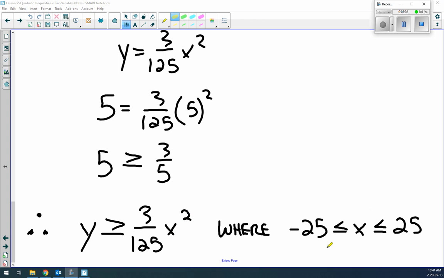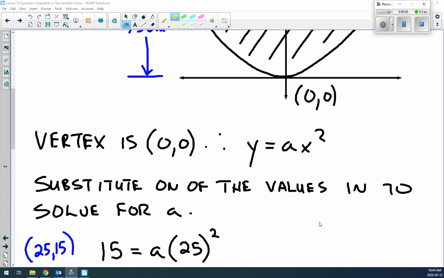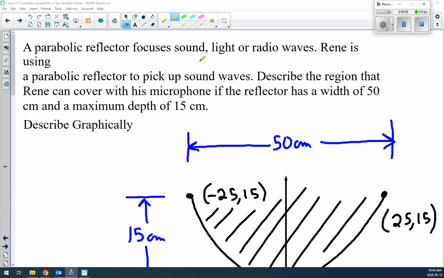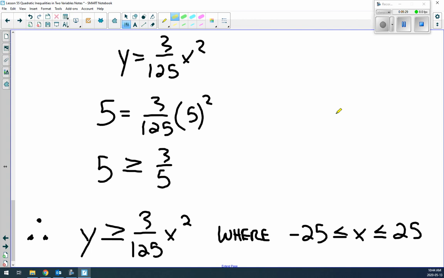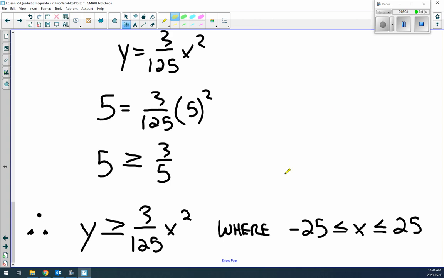But it has some restrictions. x has to be between negative 25 and positive 25, because these are very, very directional. If the sound was coming in over here, it wouldn't pick it up. The sound has to be within the parabolic reflector, anywhere coming in here. So it's very distinct. If you ever watch these guys, they're always pointing it right at the person who's speaking so they can pick up the sound. So there's another real world example of using quadratics and inequalities to figure out things when it comes to sound. There you go.